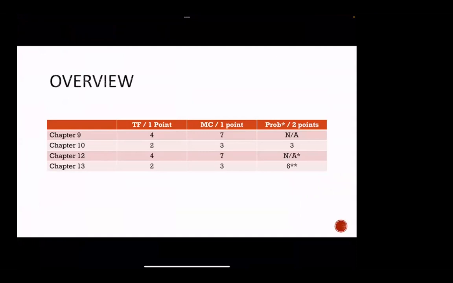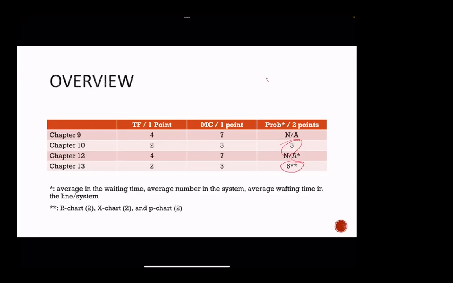And just like test 1, we will have true or false questions, multiple choices, and problems. For the problems, we will have 3 for chapter 10 and 6 for chapter 13. And those 3 for chapter 10 talk about the waiting line problems.